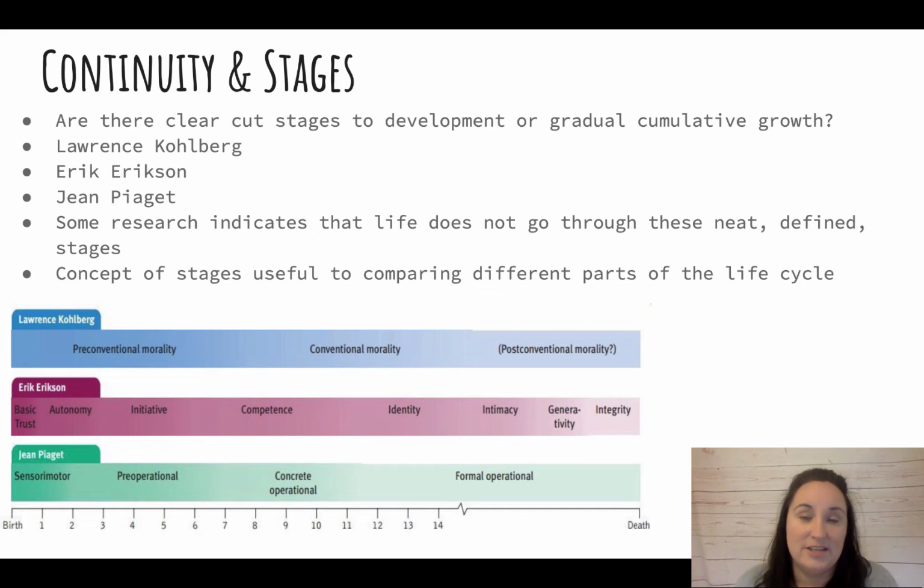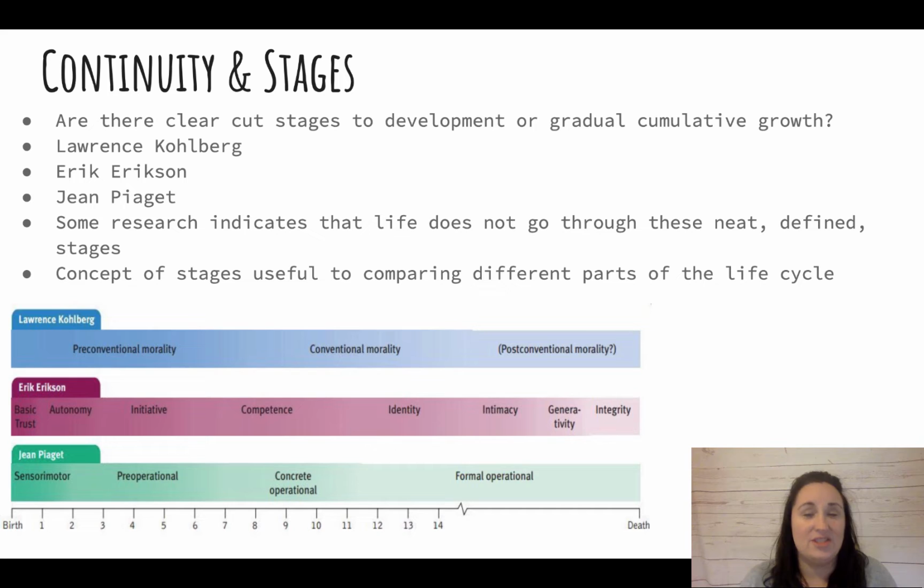So the next debated topic is continuity and stages. So the question being, are there clear-cut stages that we go through in development, or is it more like a gradual and slow cumulative development and change? So three famous stage theorists are Lawrence Kohlberg, who came up with a moral stages theory, Erik Erikson, who came up with the psychosocial stages theory, and Jean Piaget, who came up with the cognitive development stages. So they would definitely say that life happens in these organized stages, that this thing happens at this age, and then after you go through that, you go into this next thing.